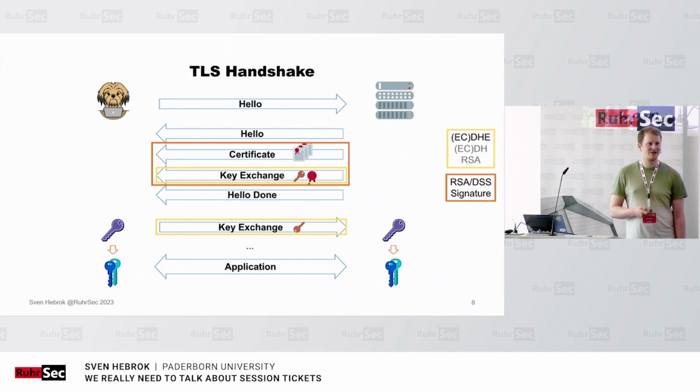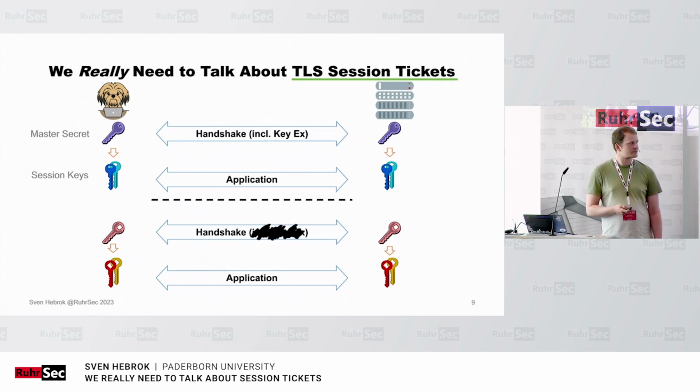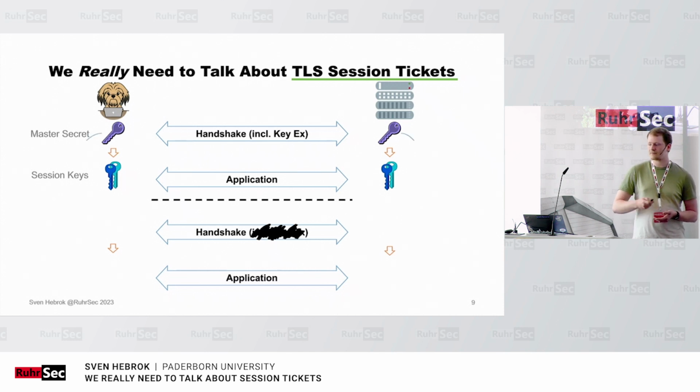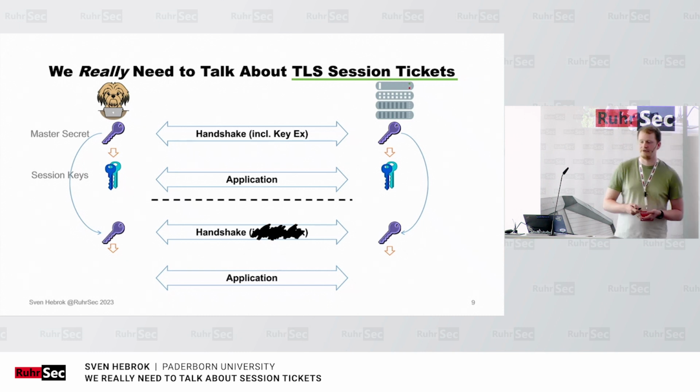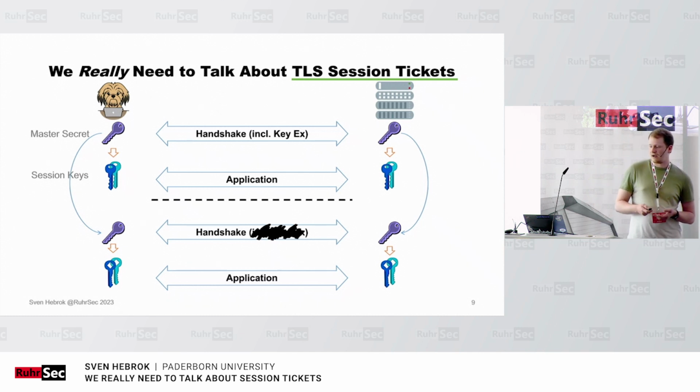So TLS session tickets are there to get rid of this. So we want to get rid of the key exchange, but if we don't have a key exchange, we don't have any keys established anymore. So which keys could we use? As we've already communicated in the past, we can reuse the previous master secret. So we reuse the previous master secret and then can derive new session keys from this. However, how would we do that?